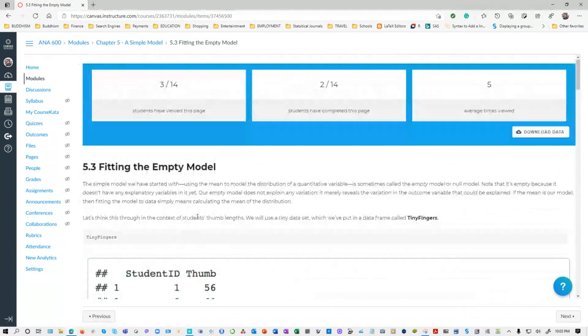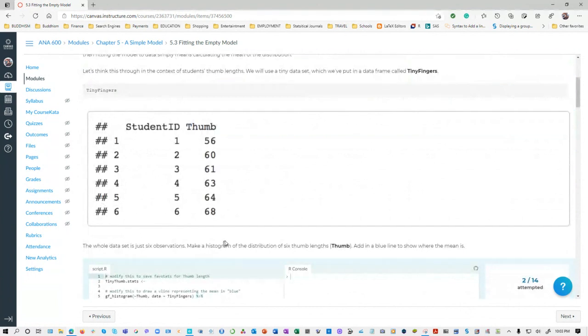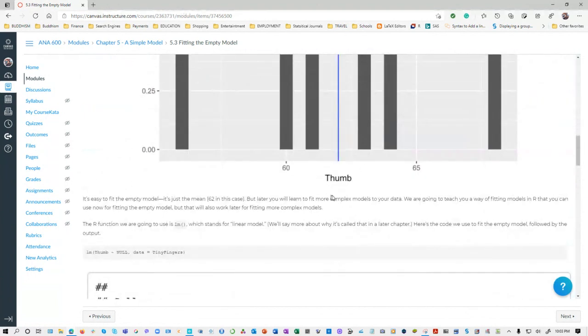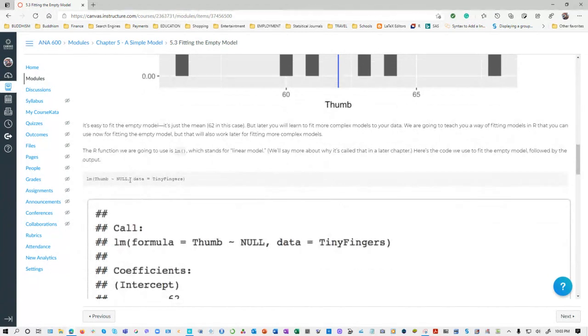Now we're going to go ahead and fit the empty model. For the first time, we're going to fit the empty model. That means we're going to get the data and then try to fit this empty model. What that means is I'm not going to take into account any other variable. I just say that's an empty model.